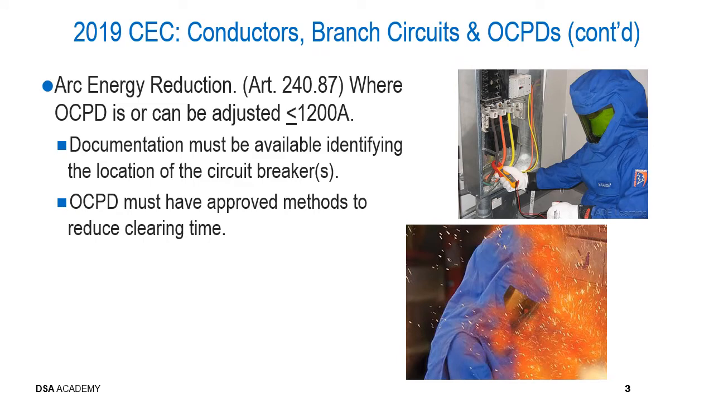Arc energy reduction is a very important topic, again, from the perspective of providing personnel safety for service personnel, and Article 240.87 addresses situations where the overcurrent protection device is or can be adjusted less than or equal to 1200 amps. Documentation is required to be available identifying the location of the circuit breakers, and the overcurrent protection devices must have approved methods to reduce their clearing time.